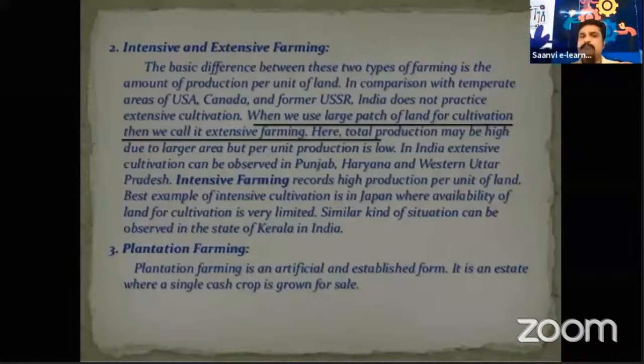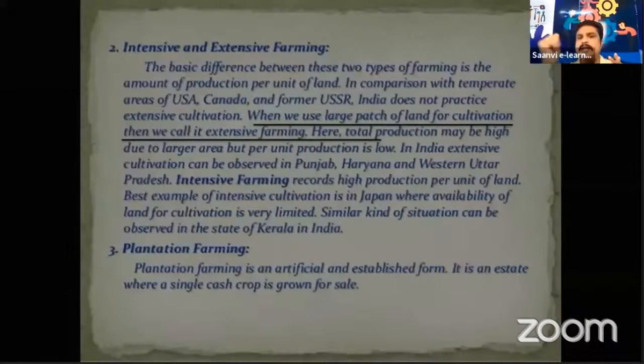The best example of intensive cultivation is Japan, where availability of land for cultivation is very limited. A similar situation can be observed in the state of Kerala in India. In Kerala, land is not sufficient for cultivation, yet whatever is available, they cultivate with concentration and get a good yield. It is a small area, not extensive or large. So that is the difference: one is wide and one is a small area, extensive and intensive.